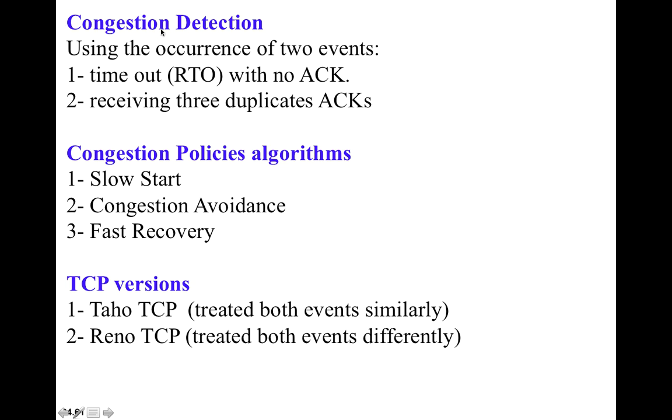How do we detect congestion in TCP? Number one, if there is a timeout with no acknowledgements, if there is a packet loss, we assume it is congestion. Remember, in this case, we are talking mainly about TCP in wired networks and not wireless networks. In wired networks, any packet loss is mainly due to congestion. And the other way of finding out about congestion is when we receive 3 duplicate acknowledgements signaling the loss of a packet.